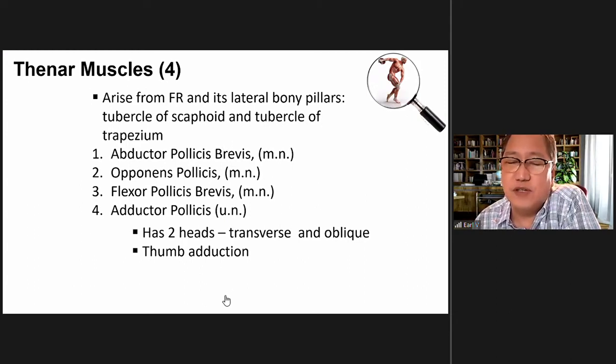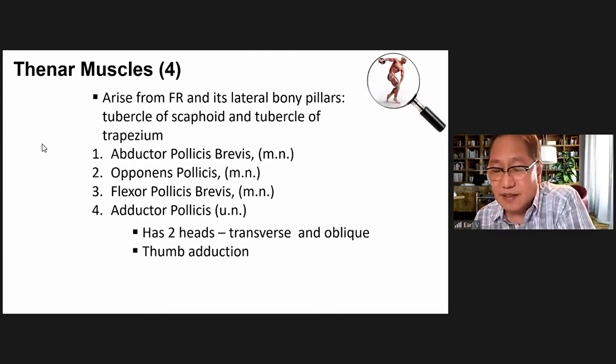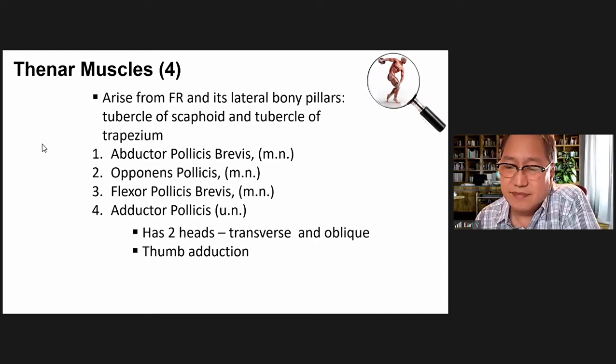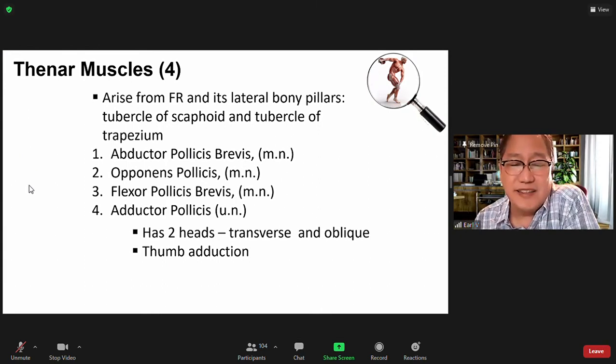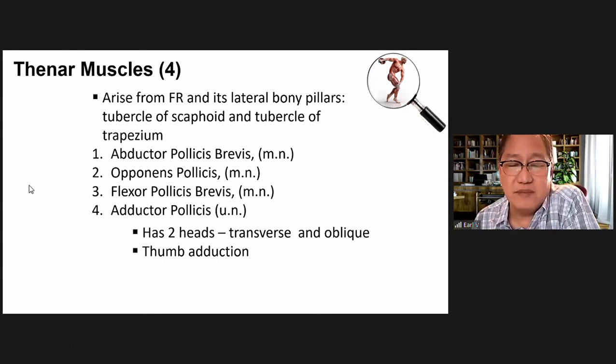Sino yung master niya ng anatomy dyan? Rashida? Are you around? Judy. Are you around? Yes, Doc. Okay. May idea ka ba sa abductor pollicis brevis? Bakit brevis? Wala talaga, Doc.